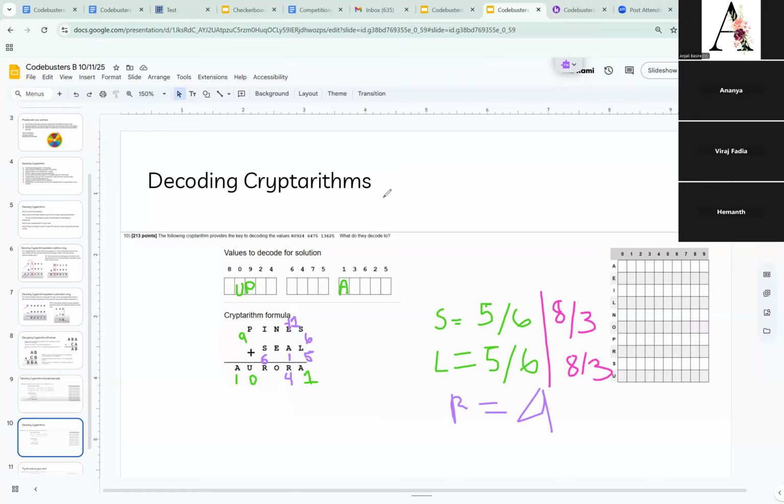Anyone, do you get why R has to be 4? Do you have any questions? Yeah. And then, since R has to be 4, what's 14 minus 6? That's 8, right? So then we can put I as 8.